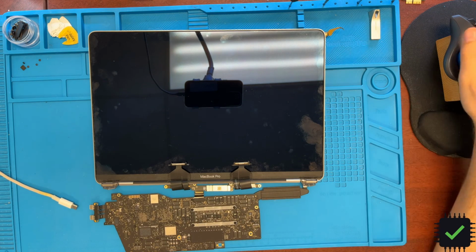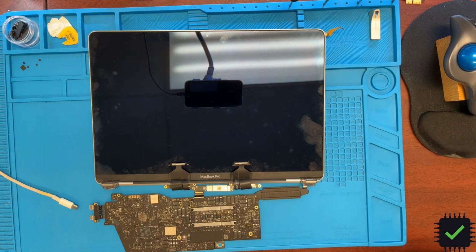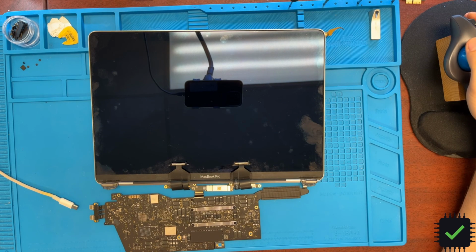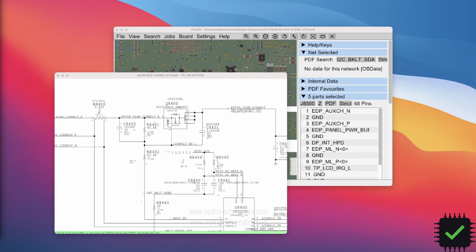So I went through the schematics and what we see here is I'm getting 12.6 volt here and I'm getting 12.5 volt here, which is not normal. It should be low, it should be zero. For the voltage to pass through for the boost circuit, the gate has to be zero volt. So the backlight driver has to pull it down in order for the voltage to pass through from here to here.